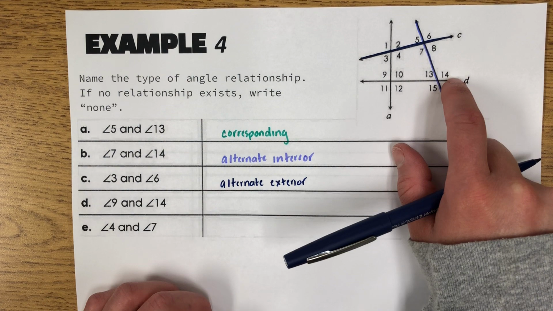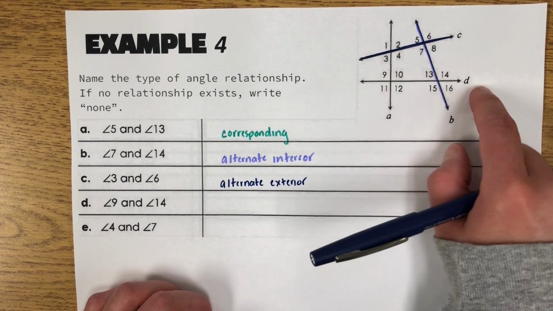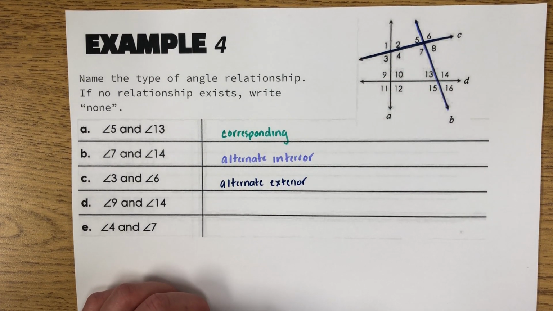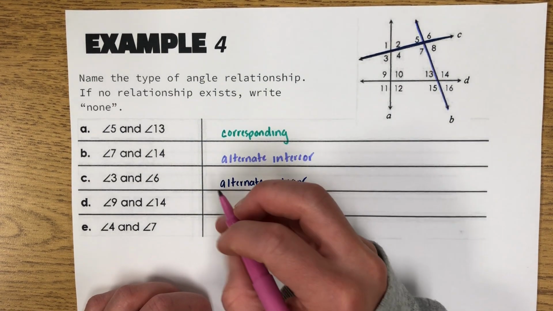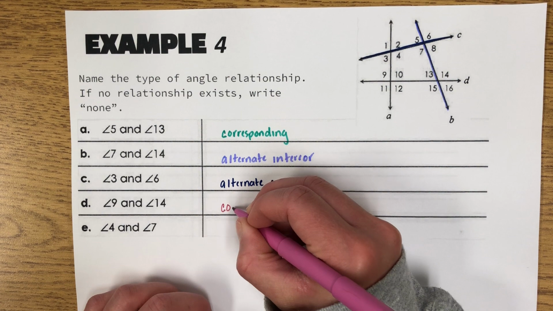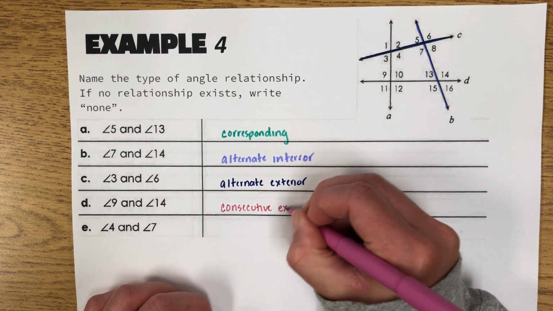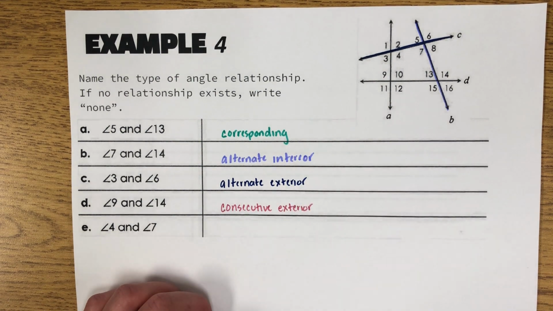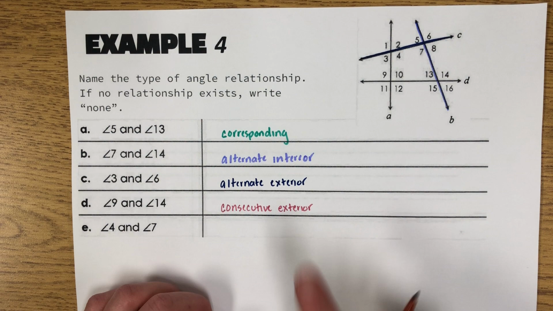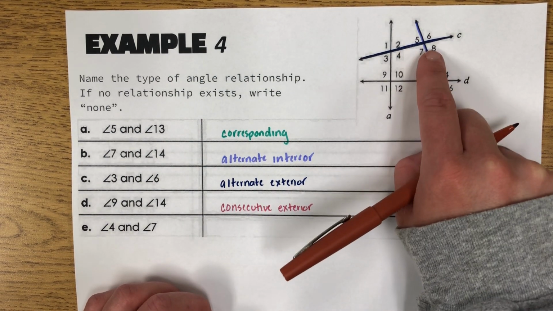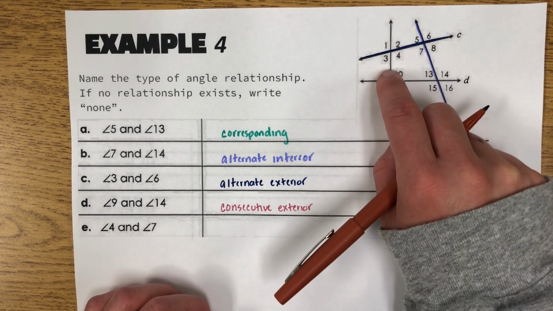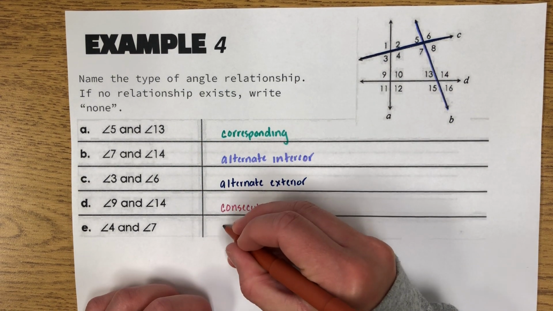9 and 14, using this as our transversal, 9 and 14 is consecutive exterior. And then the last one on this page is going to be 4 and 7, using this line as our transversal, 4 and 7, and those are corresponding angles.